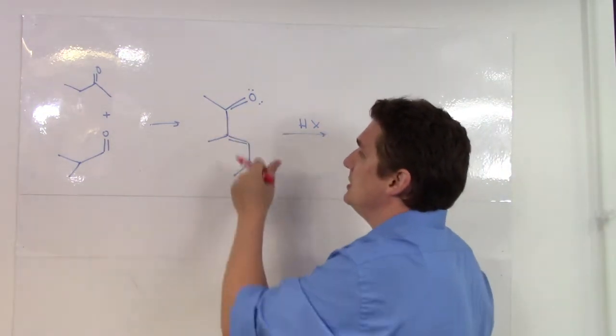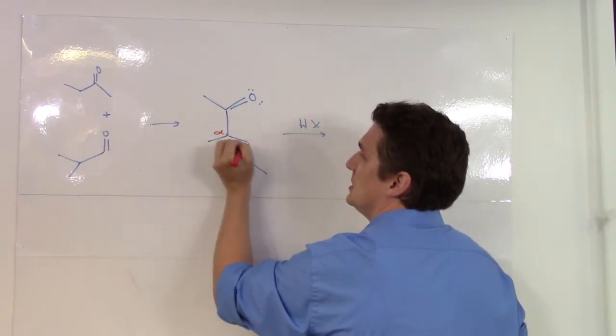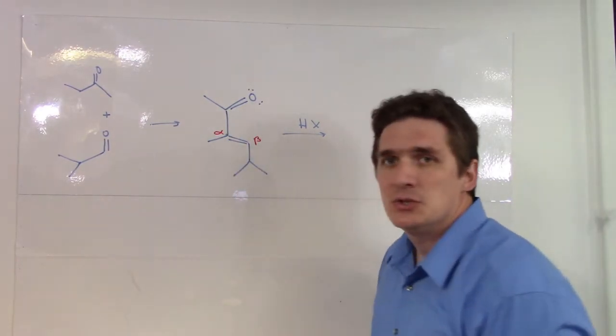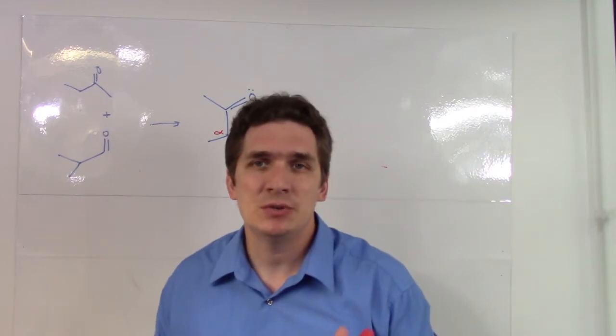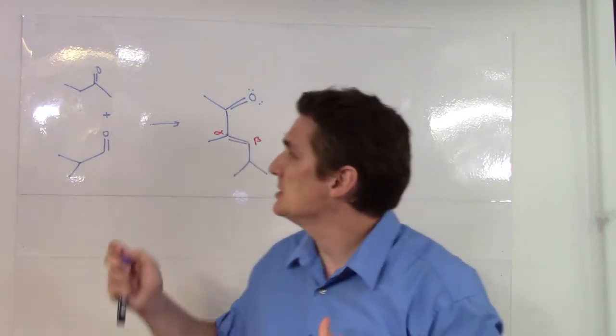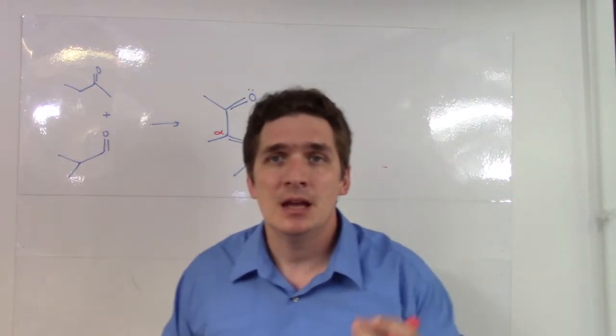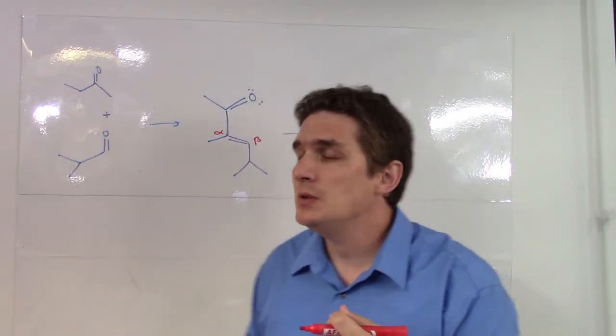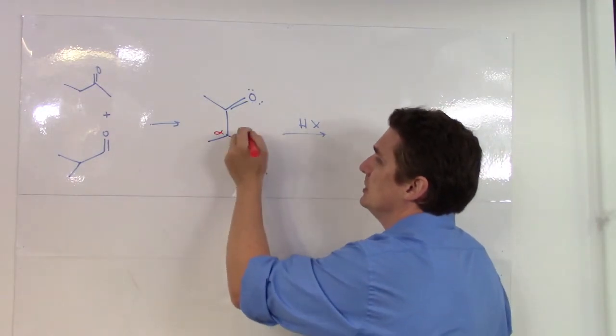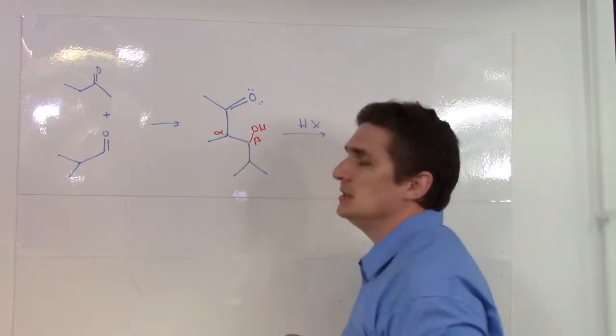Well, if we look at our ketone, we have an alpha carbon adjacent to it, and then we have a beta. So when we say alpha beta unsaturated ketones, what we're saying is that there's an alpha carbon, and next to that is a beta carbon that contains a double bond. Now, when we do this, we initially go through this alcohol intermediate.